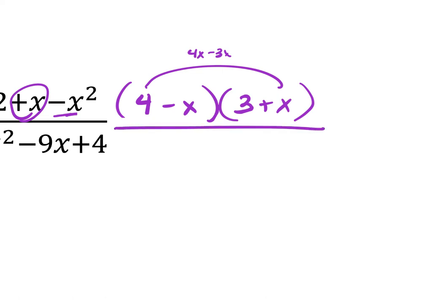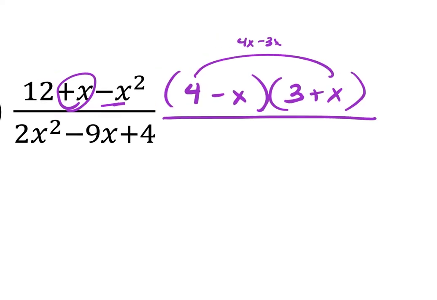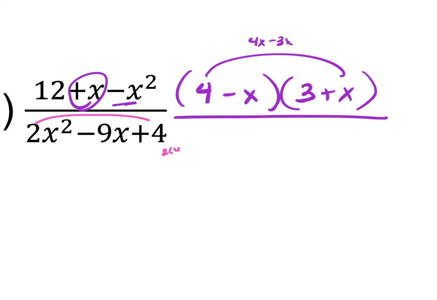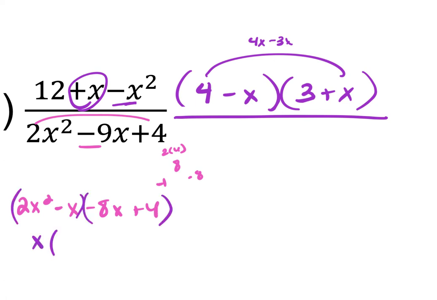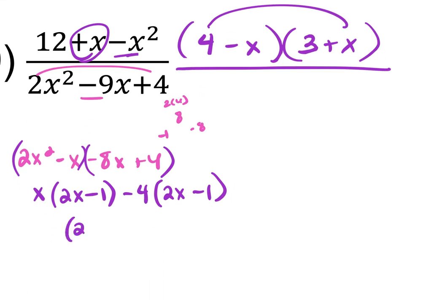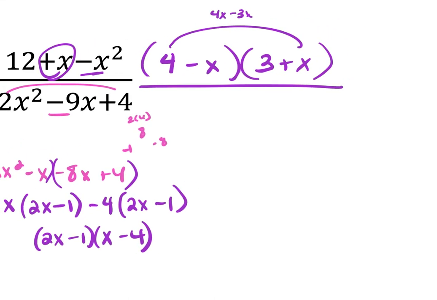Then in my denominator, I have a value at the front this time, so you can either do trial and error or you can do first times last. So 2 times 4 would give you 8. Factors of 8 that sum to negative 9 would be negative 1 and negative 8. Replace that middle term with them, and factor by grouping. And then what's inside the parentheses matches, and what's left gets grouped together. So I get 2x minus 1 and x minus 4.